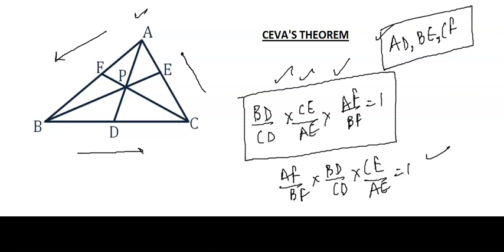So you can apply this theorem in either way. If the Cevians are concurrent, then the product of these ratios is equal to 1. And if the product of these ratios is 1, the Cevians are concurrent. Now let us prove this theorem and see how we can use it.